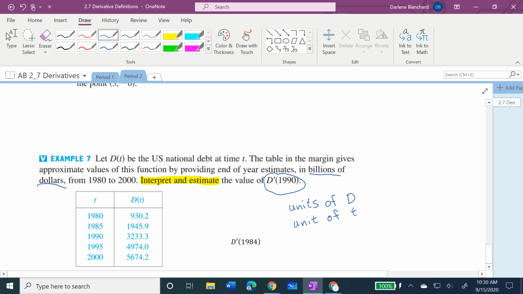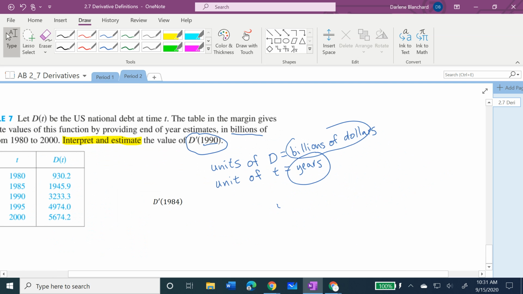Be careful. The word time is not a unit. Look around. What is the time unit being used? And what are we using exactly for the units of D? Billions of dollars. So when you explain the meaning of D prime of whatever year, you need to make sure that you state that it is giving you billions of dollars per year. Okay, there we go.